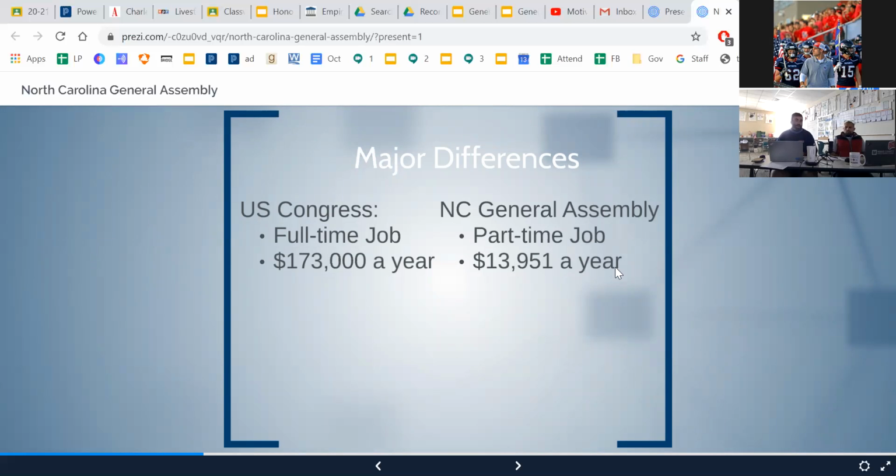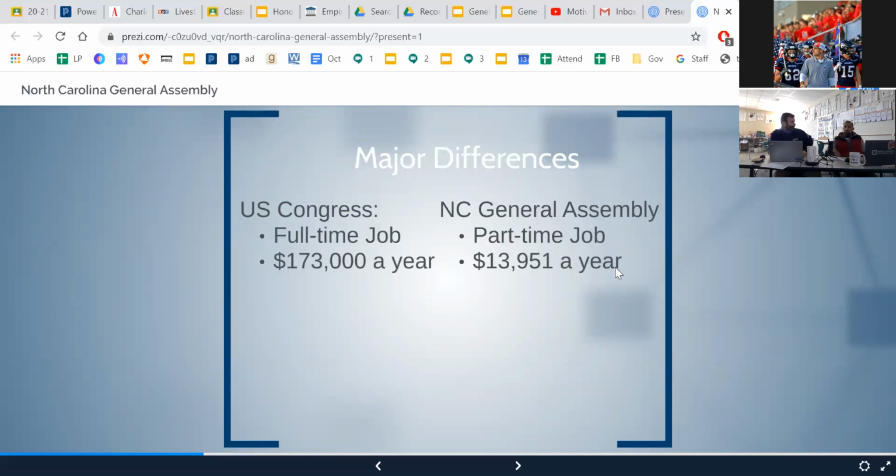That's a full-time job. That is your job. While you may have been in the past a doctor or a lawyer, your title has changed to senator or congressman. A member of the North Carolina General Assembly, that is a part-time job. You have other jobs. A lot of times you have to have a job that's flexible to allow you to be a member of the General Assembly. It's a lot of times the people who get to coach youth sports.